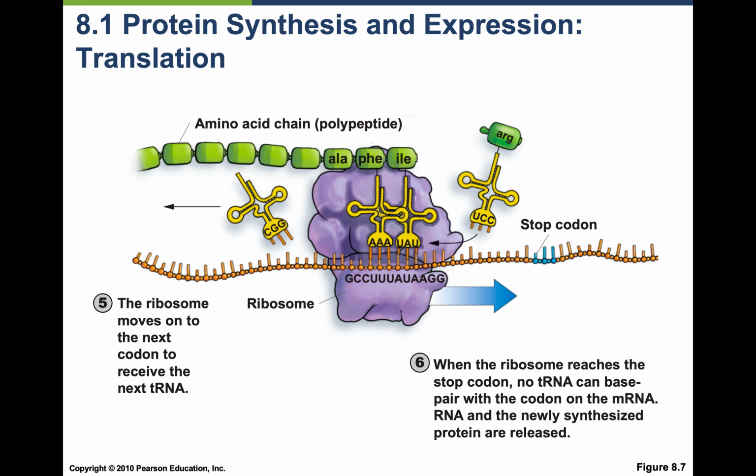Okay, and as that continues, the ribosome is just going to keep moving on to the next codon. It's going to keep receiving different transfer RNAs. Those transfer RNAs are all going to get combined together into this polypeptide until they reach what's called a stop codon. And a stop codon has no transfer RNA base that can land on there, and so it actually terminates the end of the newly synthesized protein, and it will be released.